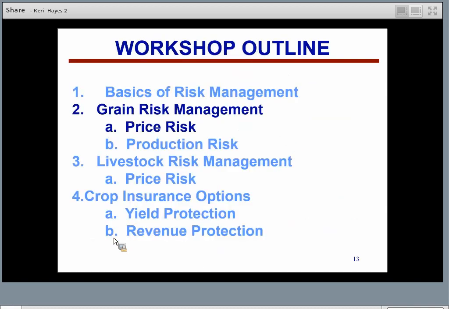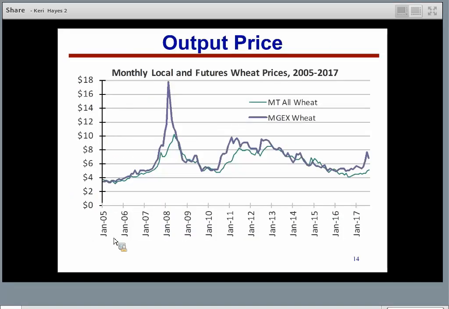So we'll start off with price risk. On this graph I have two lines. The green line is the average Montana price for all wheat. This includes spring wheat and winter wheat on a monthly basis. You can see the green line moves pretty closely with MGEX wheat, which is the commodity that's traded on the Minneapolis Grain Exchange. So MGEX, Minneapolis Grain Exchange.